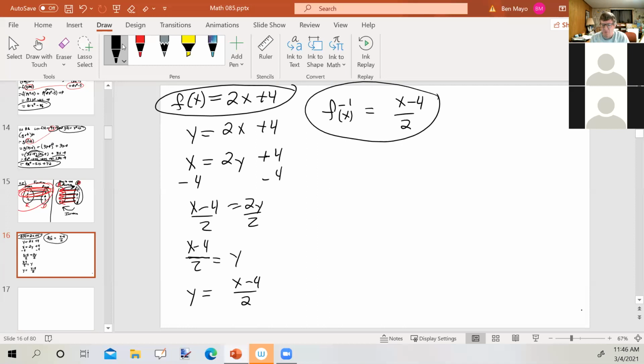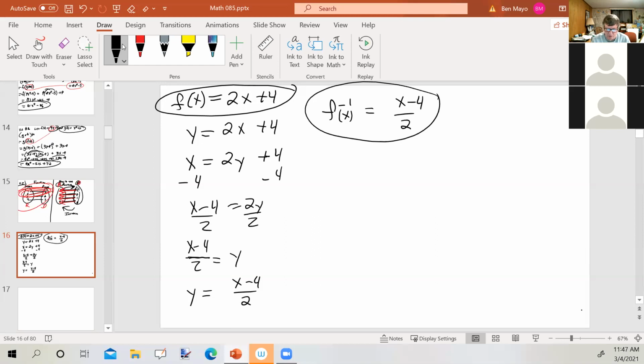Again, the 4 steps were, step number 1, replace f of x with y. Step number 2, interchange x and y. Step number 3, solve the new equation for y. Step number 4, replace y with the inverse function notation. Okay. Any question about those 4 steps?